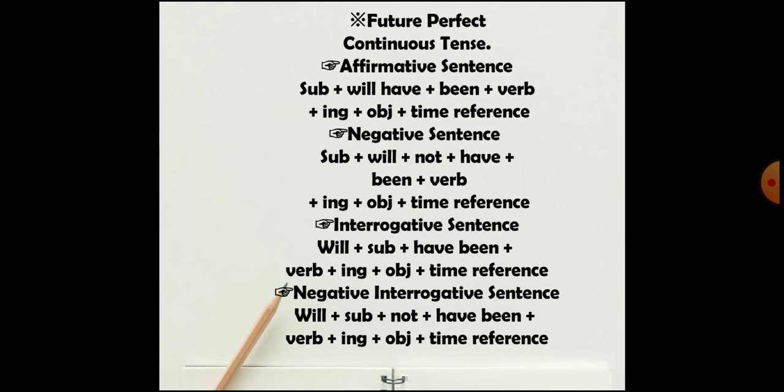Now I am going to discuss all the formulas of this tense. Firstly comes the affirmative sentence. For an affirmative sentence, we use the subject at the start of the sentence. The subject is he, she, it, I, we, they, and you. Then comes the helping verb, which is will have plus been. Been is also a helping verb, plus ing. Then comes the object and then the time reference.